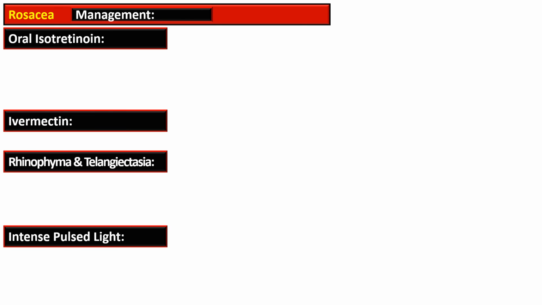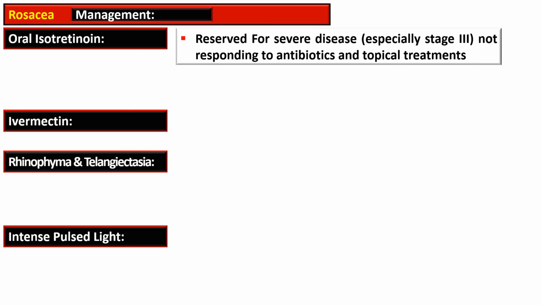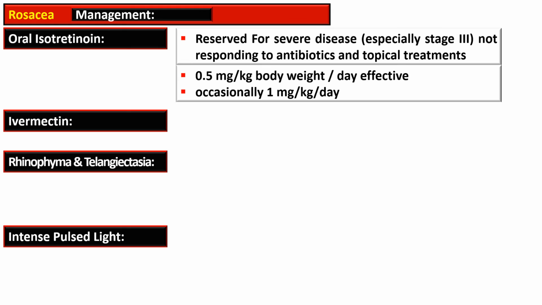The use of isotretinoin is reserved for severe disease, especially stage 3, and the diseases that is not responding to antibiotic and topical treatment, because this isotretinoin has got very dangerous side effects. This is teratogenic also, and we have seen its side effect in detail in the video of acne. This can be given 0.5 milligram per kg body weight per day, and this is effective dose. Occasionally the dose can be increased to 1 milligram per kg per day, and the treatment is given for 3 to 9 months.